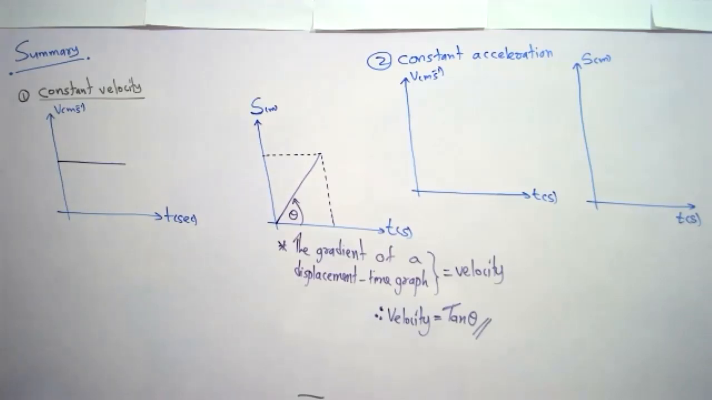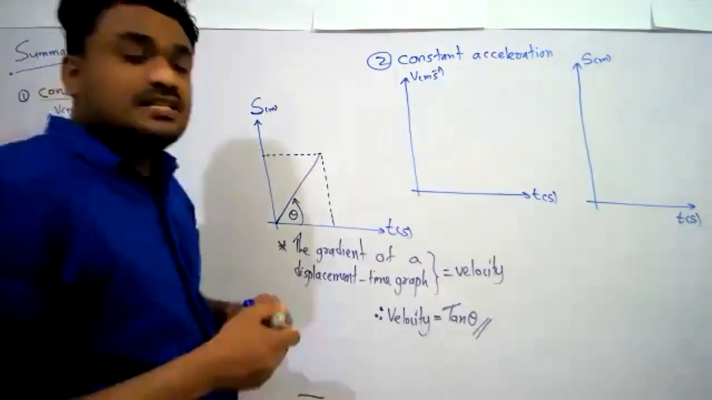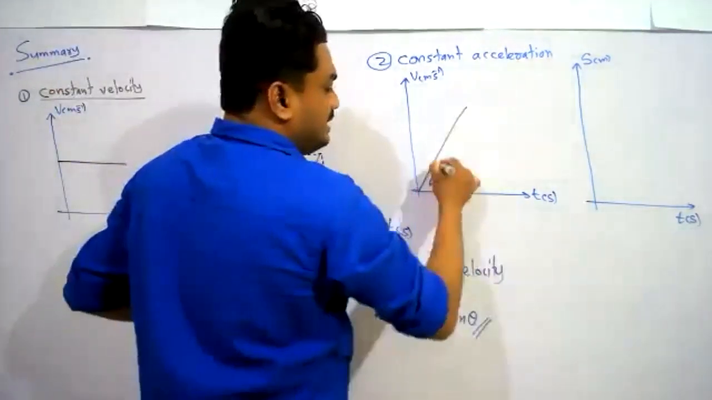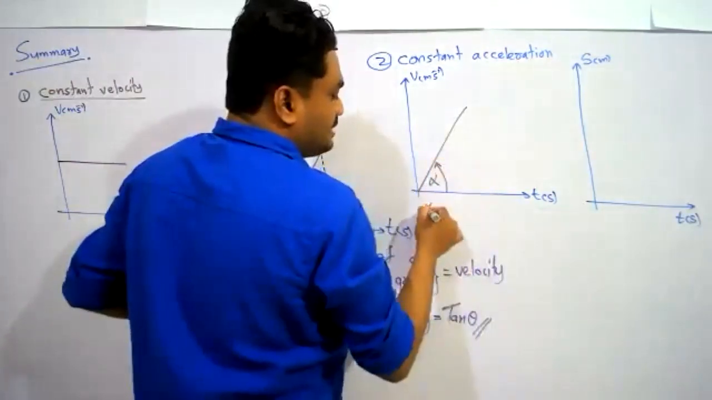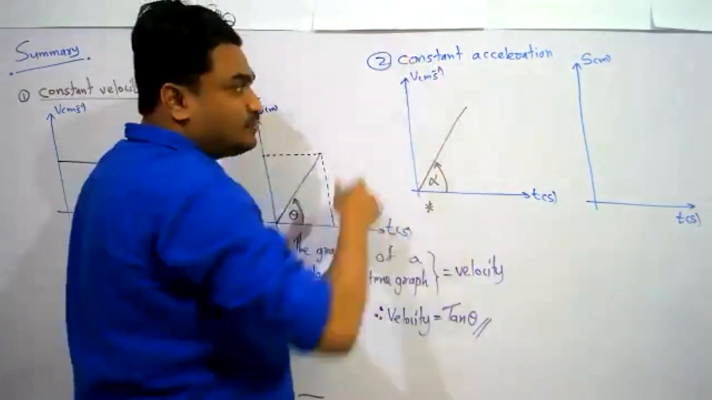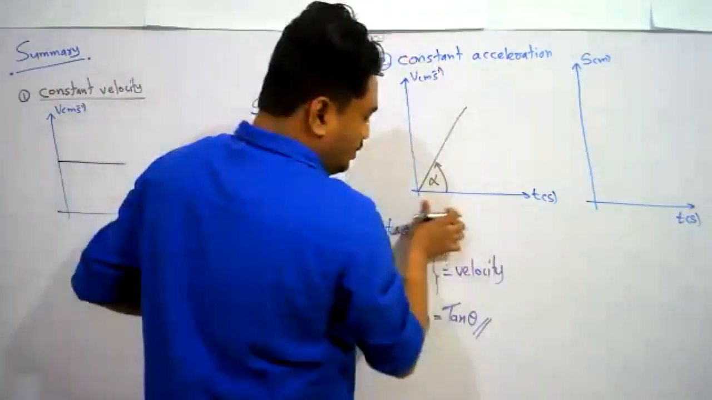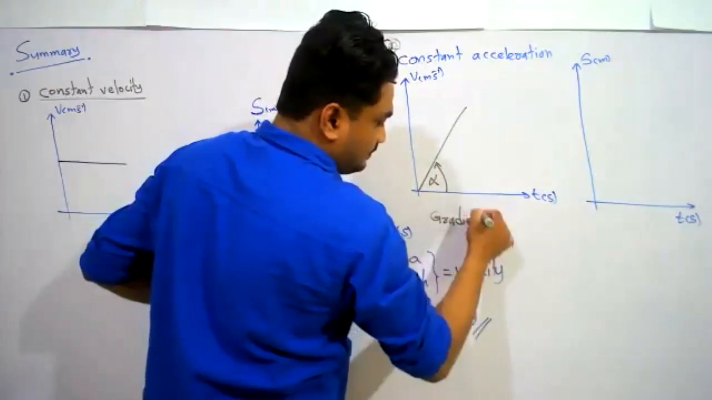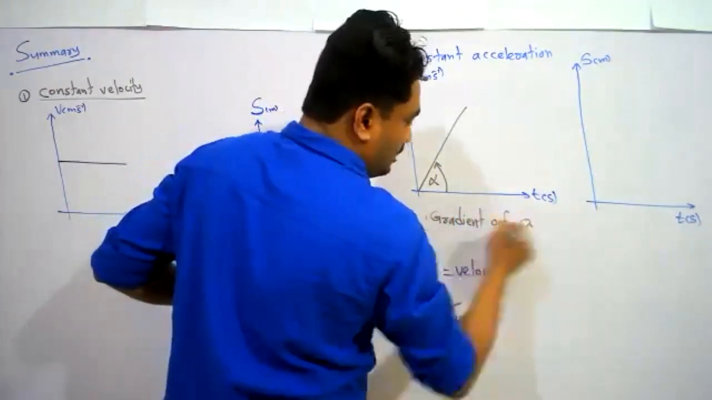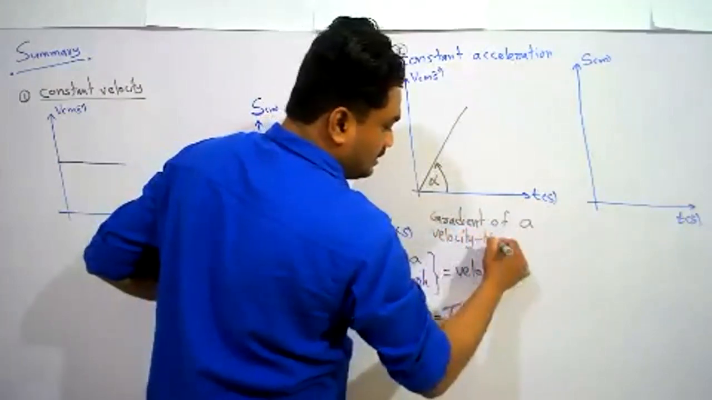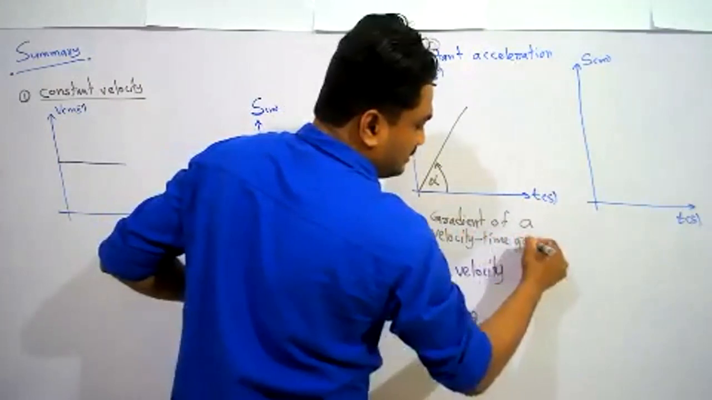Right, constant acceleration represented in a velocity time graph like this. If I mark this angle as alpha, what is tan alpha? Tan alpha is the gradient of a velocity time graph. So look at the board here. Gradient of a velocity time graph. What is it here?